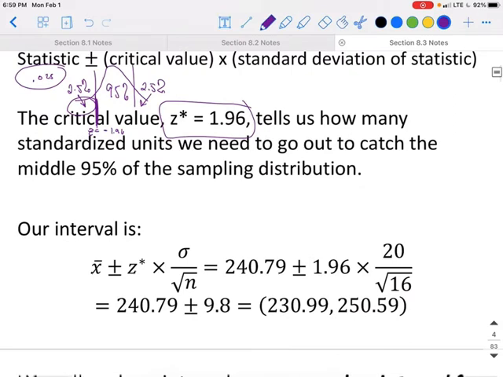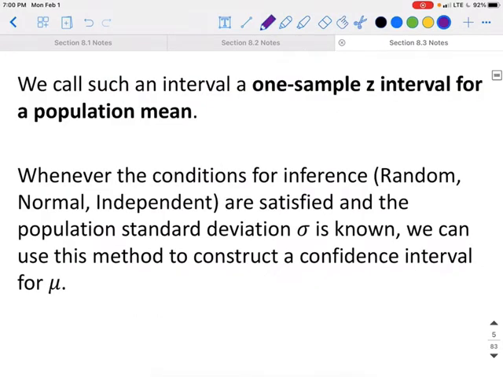Now, we know that our sample mean was 240.79 plus or minus our z-star value, which in this case our critical value is 1.96, times the standard deviation of the sample. Remember to find the standard deviation of the sample, you do the standard deviation of the population divided by the square root of the sample size. In this case, our interval will go from 230.99 to 250.59.